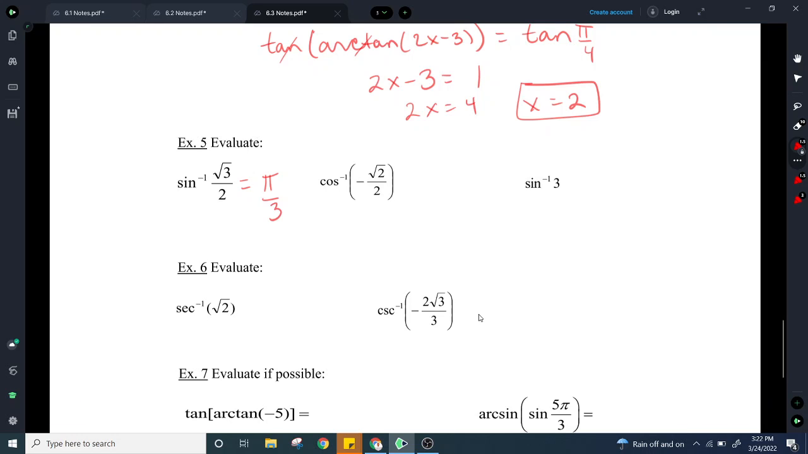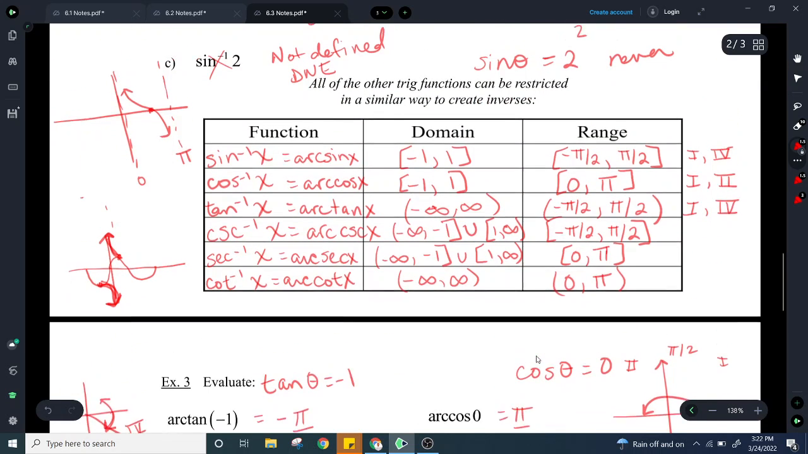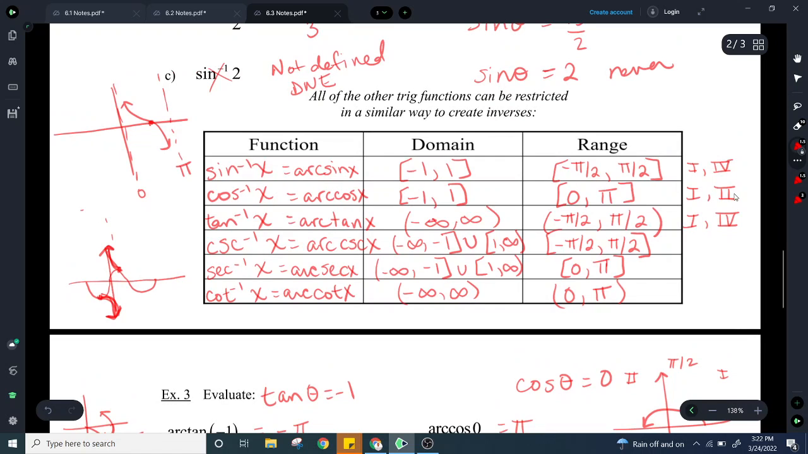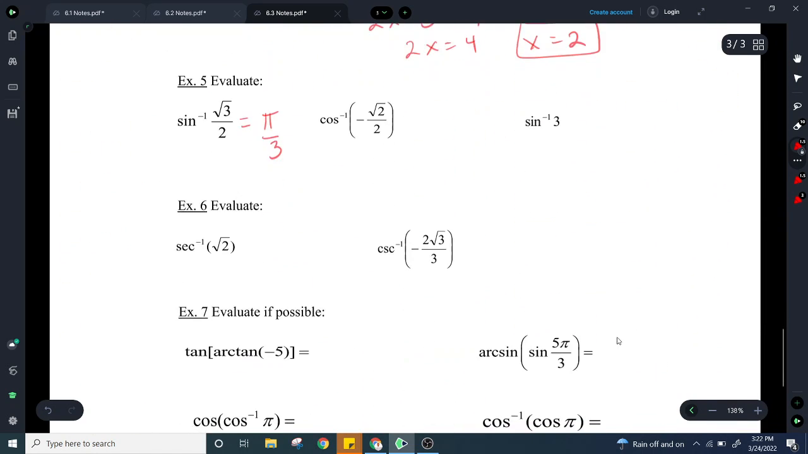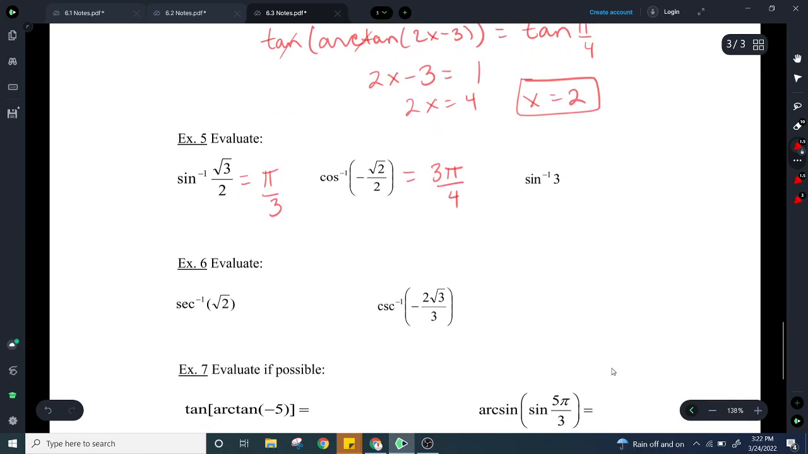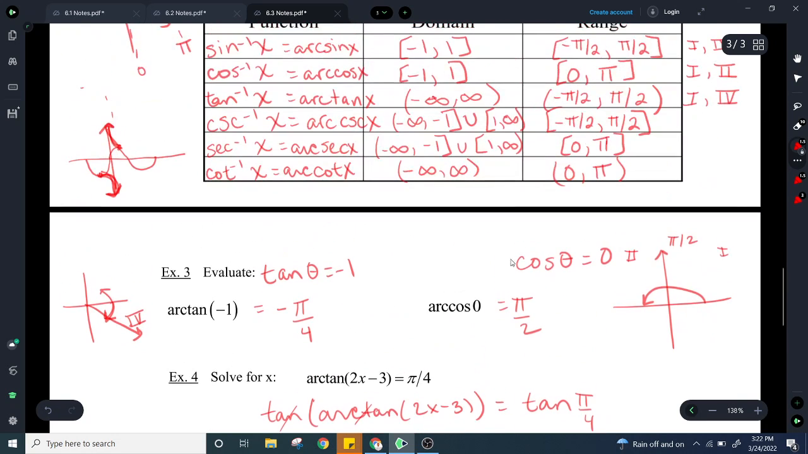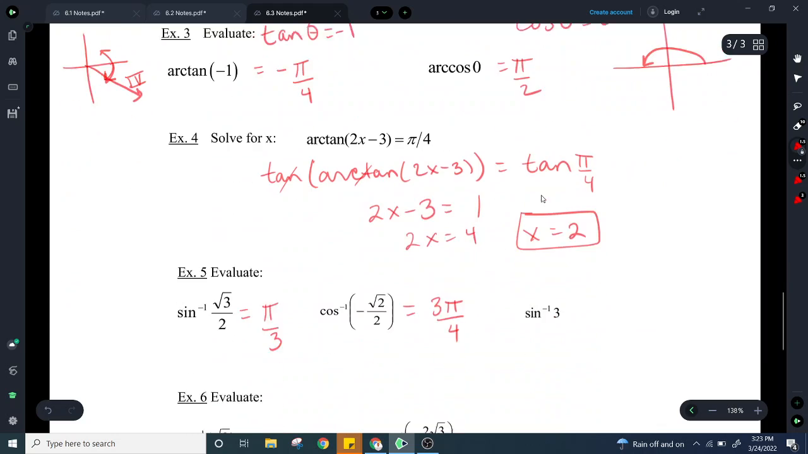Arc cosine of negative √2/2. So again, think about which quadrant that would be in. If cosine is negative, remember what your range is for cosine. It has to be in quadrants 1 or 2. Well, if cosine's negative, it has to be quadrant 2. So in quadrant 2, where does cosine equal √2/2? That would be the pi/4 value in the second quadrant, which would be 3 pi/4. And I want you to note that 3 pi/4 is indeed in the interval 0 to pi. Your output here has to be in that interval.